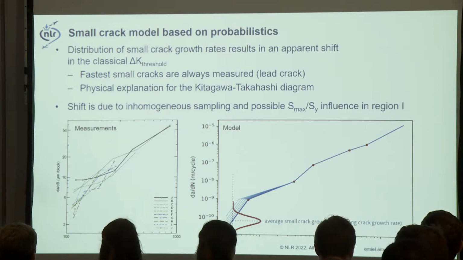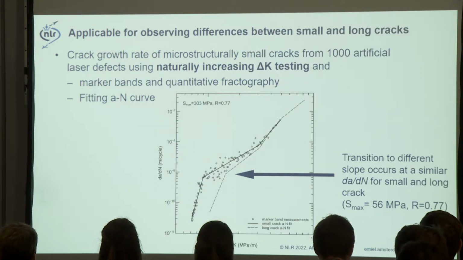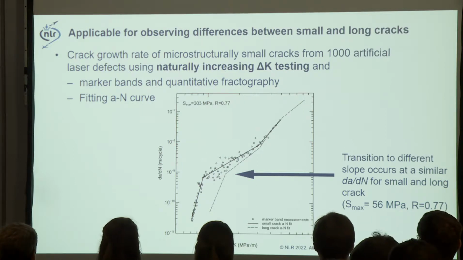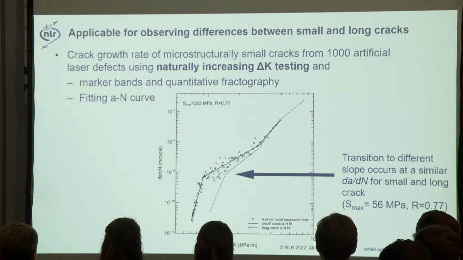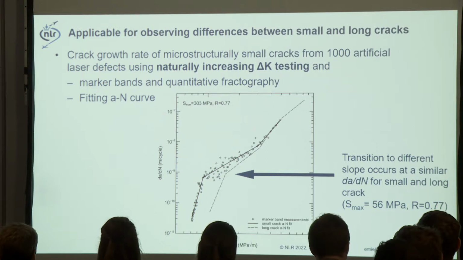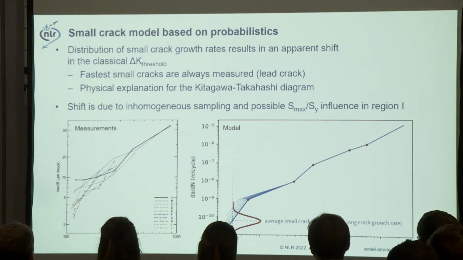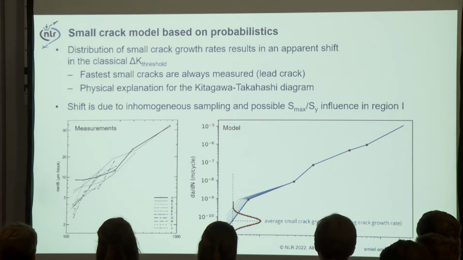And there's also a possible influence from the maximum stress effect. As you see here, we measured the small crack growth rates at a maximum stress close to the yield stress, and the long crack was measured at 56 megapascal, as you can see here. So there could also be an influence of the maximum stress effect in region 1. This could help, but there's definitely, as you can see here, a distribution of small crack growth rates.